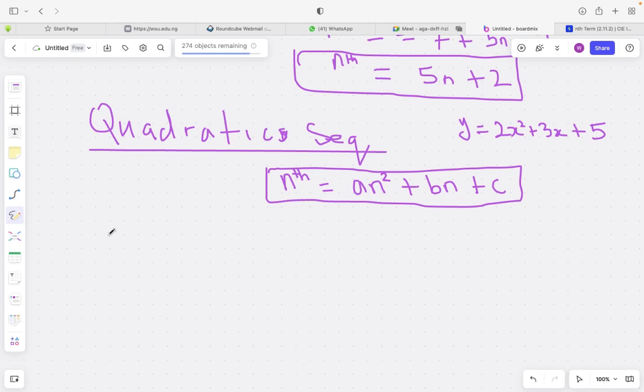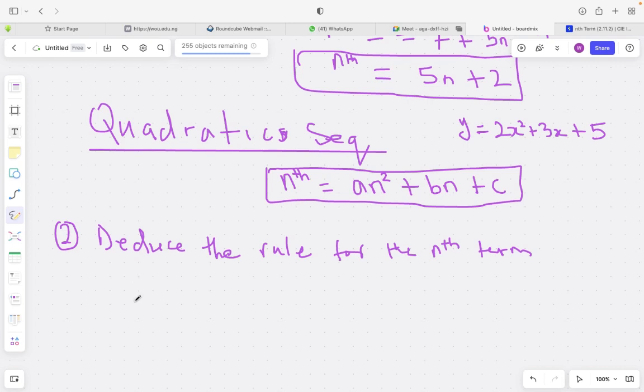Now let's take a look at an example that says: deduce the rule for the nth term of the sequence. Deduce for quadratic, number 2. Deduce the rule for the nth term of the sequence. Now let's write the sequence.